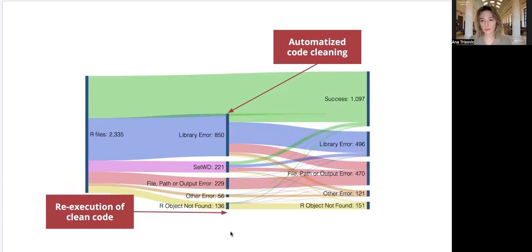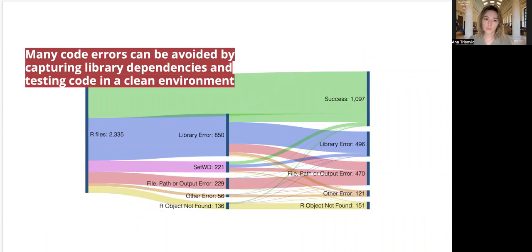What happens is that now we definitely see an improvement. More code files are re-executed successfully, over 1,000. However, we see that these initial errors are also masking other errors in the code. So we still see a lot of library errors, file path, output errors, missing objects, and so on. What we can learn from this is that many code errors can be avoided by capturing library dependencies and testing code in a clean environment.